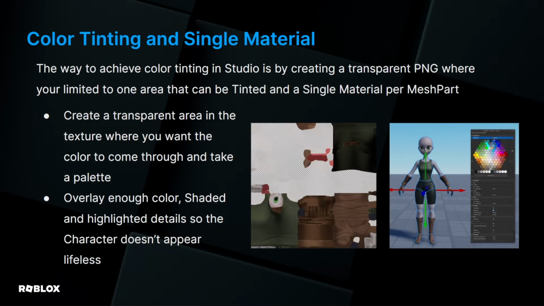The way to achieve color tinting in Studio is by creating a transparent PNG where you're limited to one area that can be tinted. The artist has to create a transparent area where they want the color to come through and take a palette, as well as overlaying enough color, shaded, and highlighted details so the character doesn't appear dead or flat, but not enough where it affects the color you're picking so it accurately reflects the color. This can be difficult to balance and get right.